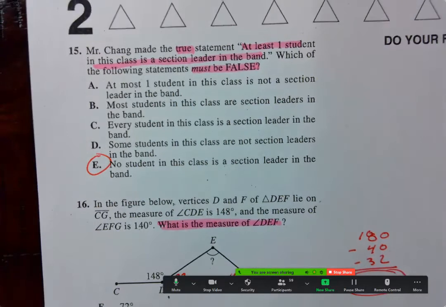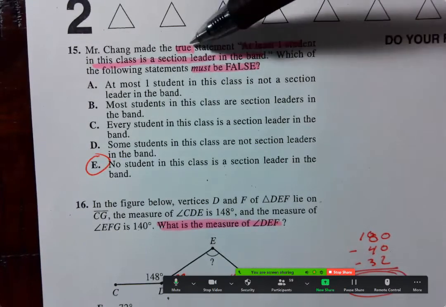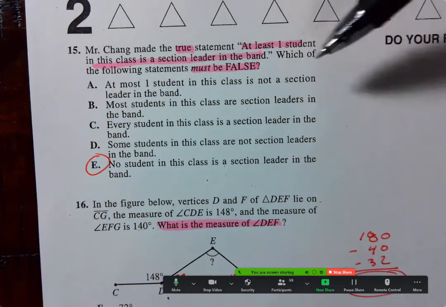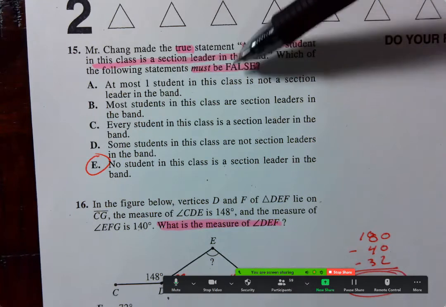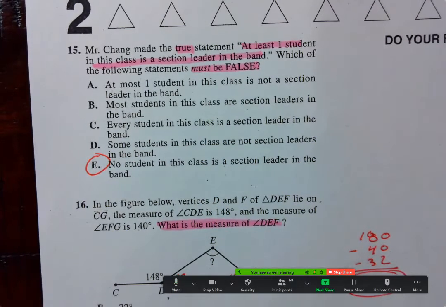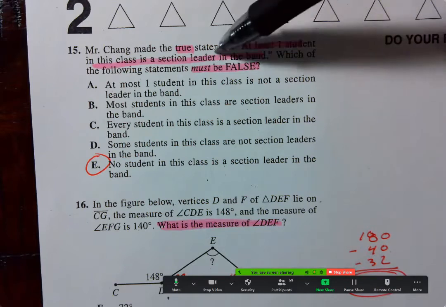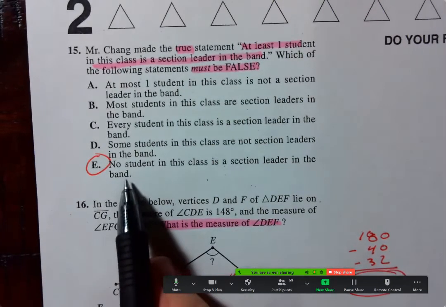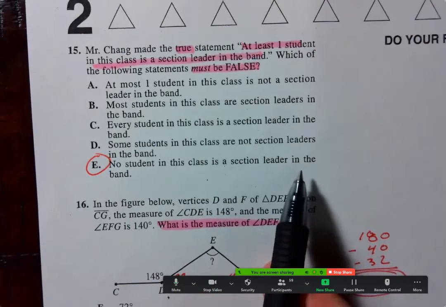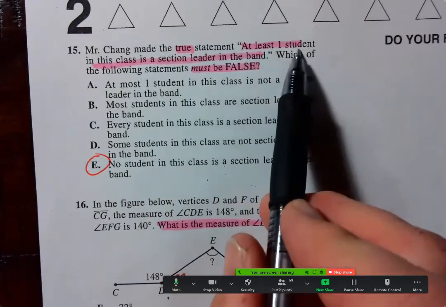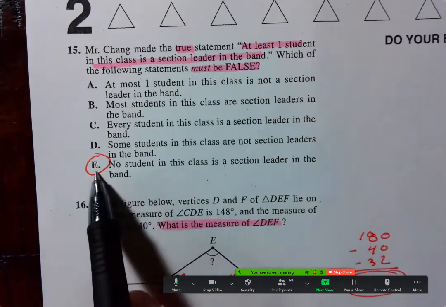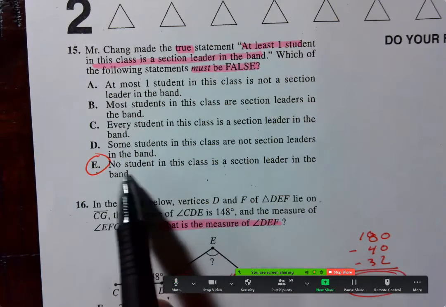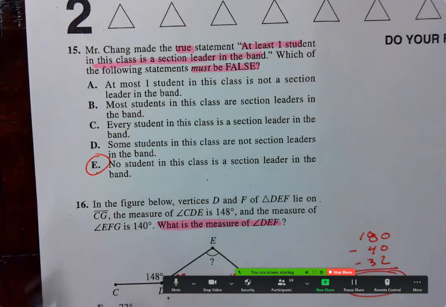Okay, 15. Mr. Chang made the true statement: at least one student in this class is a section leader of the band. Which of the following statements must be false? He says at least one student is a section leader, so the false statement would be no student is a section leader, because Mr. Chang says at least one person is the section leader. Well, that must mean letter E is false, because letter E says no student is a section leader.